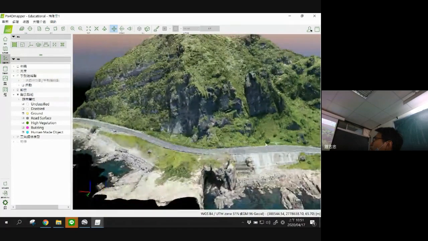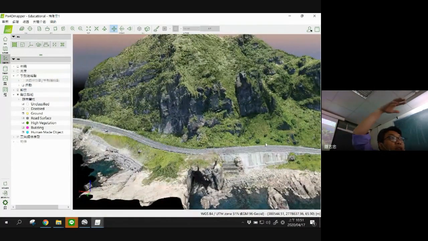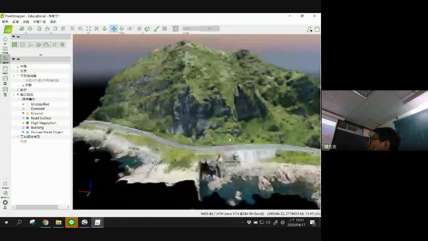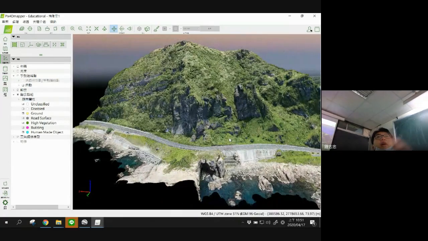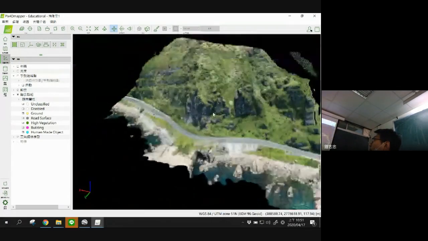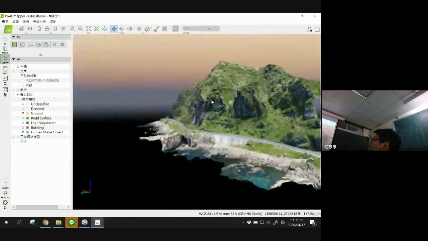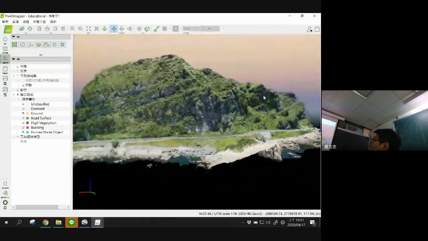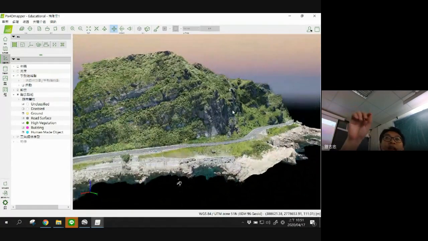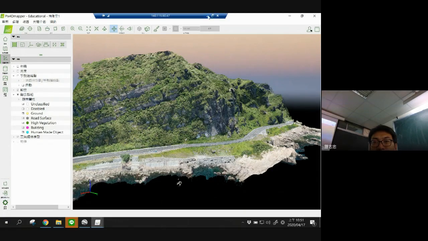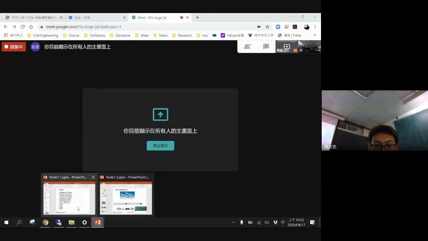I also used a UAV to take pictures, and these pictures can be integrated with photogrammetry to generate a 3D model. Okay, so this is a 3D model actually. I would like to say this is the point cloud, but with the color from the original image, so you can get these different colors.